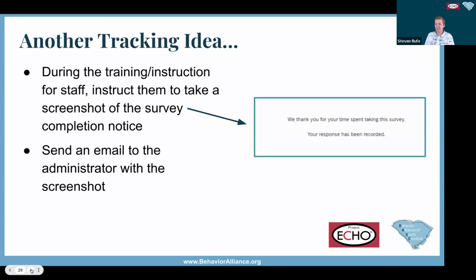We've got to have a process in place for making sure if someone's absent that day, or if you're doing it in PLCs, how are we going to make sure that people are completing the survey and we get to that goal of as much as possible towards 100% survey completion.